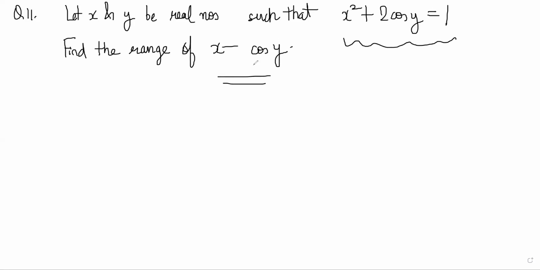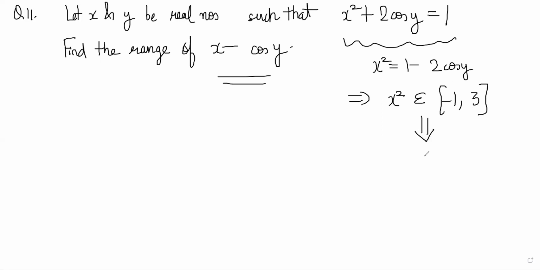So let's try to simplify this. We want this x minus cos y to come in terms of only one variable. I don't want to do a range of x and y variables, right? So I need to remove the cos y somehow. So I can easily say from here, x square is equal to 1 minus 2 cos y. So that implies that x square should belong to the set 1 minus 2 cos y, which will range from -1 to 3. And therefore that implies that x should belong to minus √3 to √3, right? That is the first level approximation that we are getting. x belongs to minus √3 to √3.